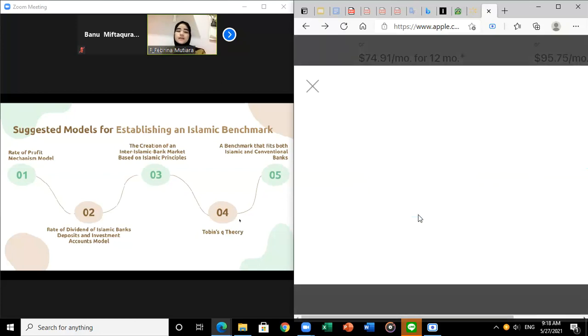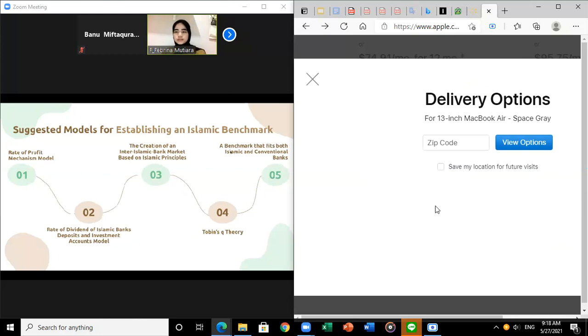Then there's the last one, a benchmark that fits both Islamic and conventional banks. So Sharia principles which suit both Islamic banks as well as conventional banks. Like in this journal, it's said like OPR.